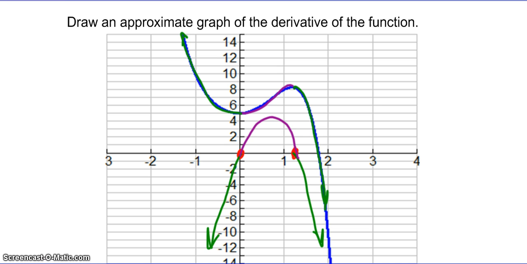Okay, so the derivative should look something like this, where the key features are that I know it has a 0 at this point and a 0 at this point because the function has a maximum and a minimum at those 2 points. I know that the derivative is positive in between the 2 zeros because the function was increasing in between the 2 zeros, and I know the derivative is negative outside of those 2 zeros because the function was decreasing outside of those 2 zeros.